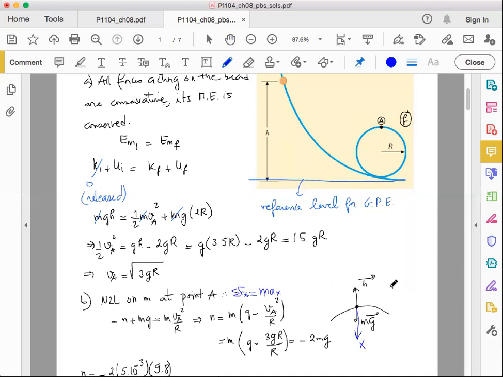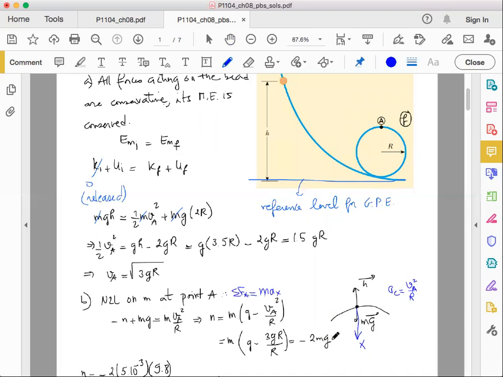So as you all know, you still remember, centripetal acceleration is given by v squared divided by r, where r is the radius of the circle along which the particle is moving. So we are at the point A, so the speed is VA, and the radius of the circle is capital R. So we end up with n equals m times g minus VA squared divided by R. We take m in common factor, we end up with minus 2 times m times g.